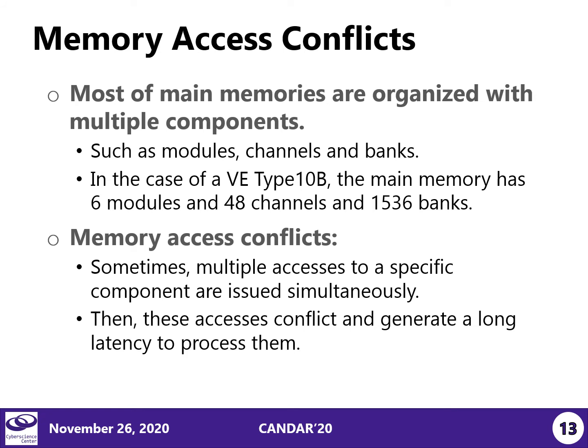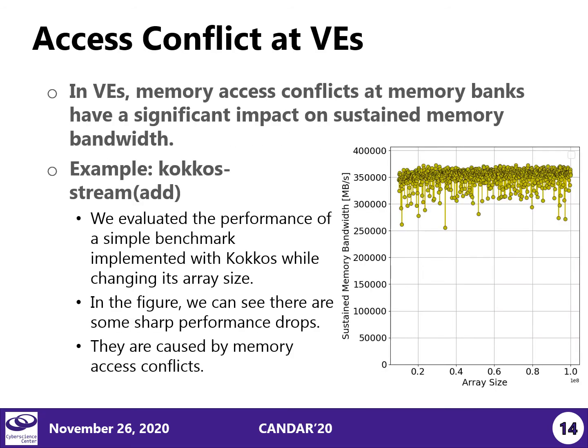Sometimes multiple memory accesses to a specific memory component are issued simultaneously, and then they conflict with each other. The conflict results in a long latency to process them, so memory access conflicts have a negative effect on sustained memory bandwidth. Especially in vector engines, memory access conflicts at memory banks have a significant effect.